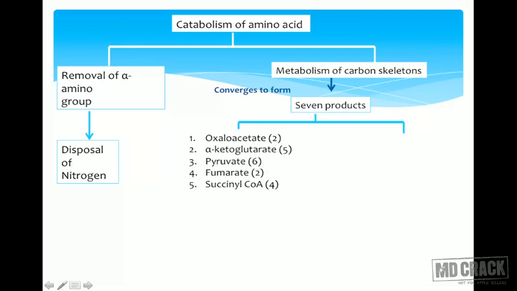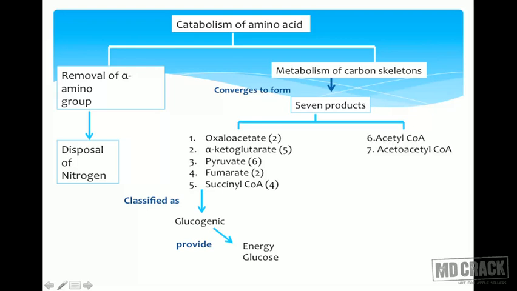Maybe the numbers don't match because there are some amino acids which can form more than one product. If they form all this, what do you call them? They are classified as glucogenic. If they form any of these products, you call them glucogenic. They provide energy when it is required and they provide glucose when required. So this is the metabolism of the carbon skeleton. The other 2 products that can be formed are acetyl-CoA or acetoacetyl-CoA. They are classified as ketogenic and they provide lipids. They can result in the formation of lipids or energy as required.